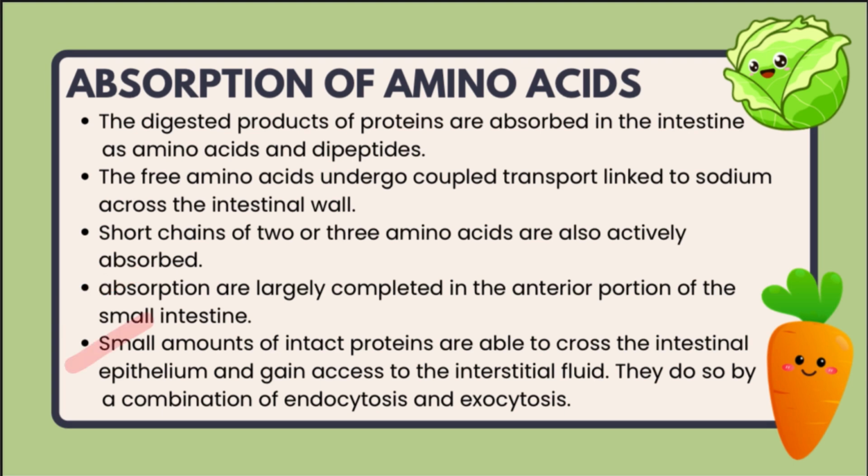Last point is a small amount of intact protein is able to cross the intestinal epithelium and gain access to interstitial fluid. They do so by a combination of endocytosis and exocytosis. Absorption of amino acids, what happens? Proteins break into amino acids which enter the blood using the same co-transport method.